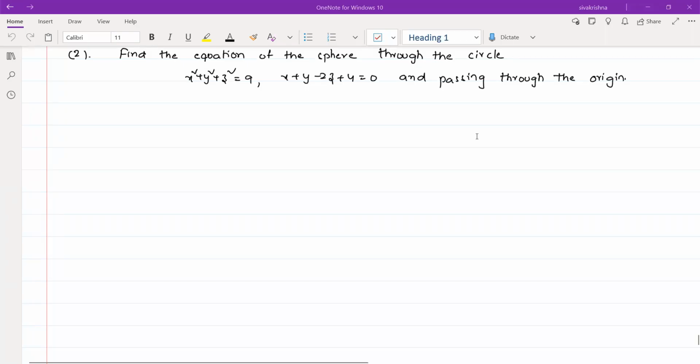So hello students, in our previous class, we discussed how to find the equation of the sphere through the given circle and, of course, passing through the point. So that we have discussed in our previous class. Today I'm going to discuss one more concept. Before going to that concept, we have to write one note point.